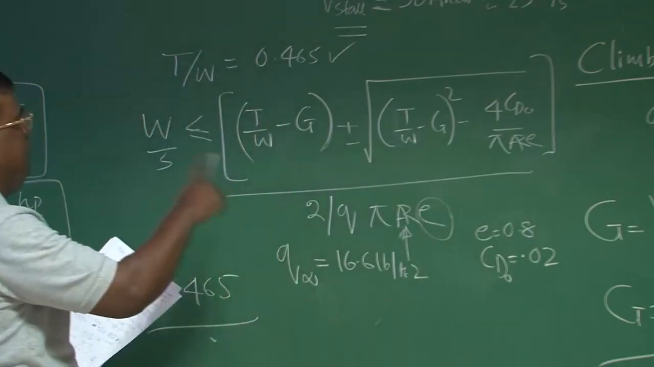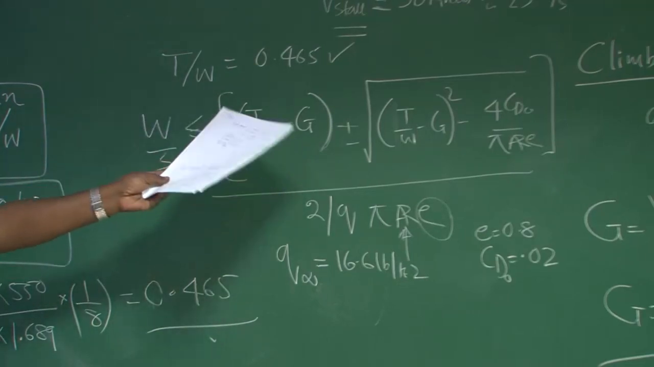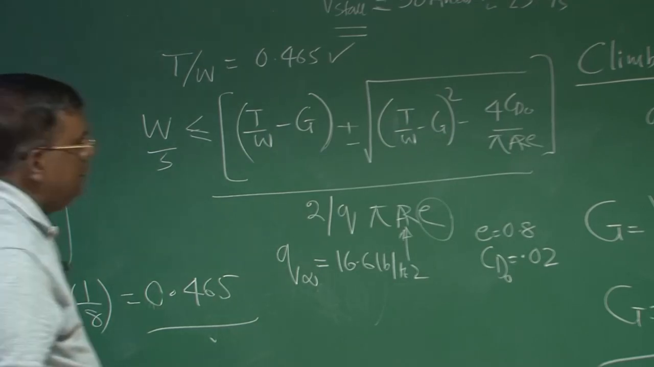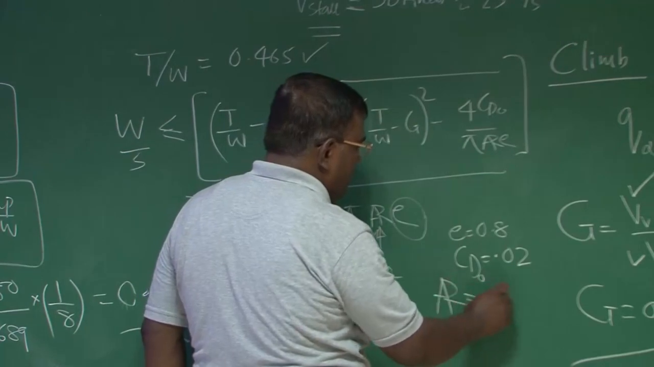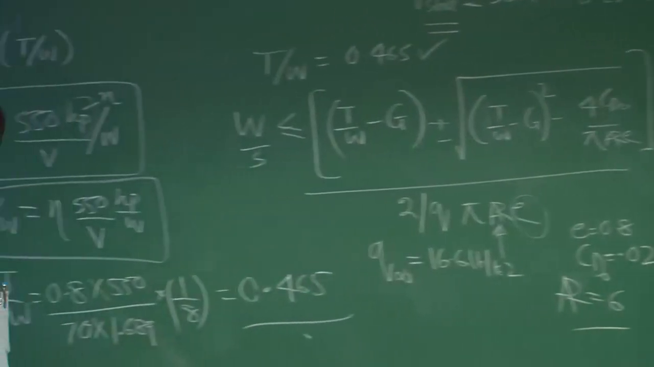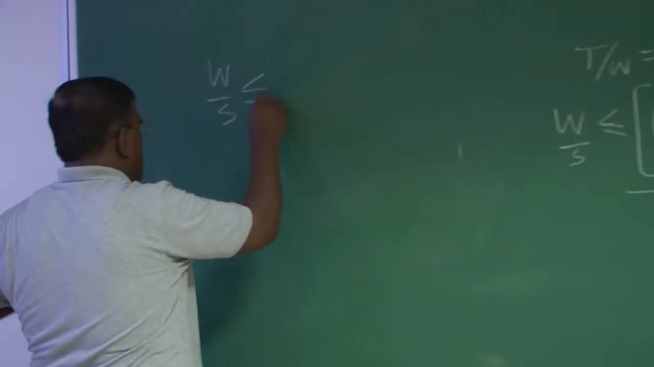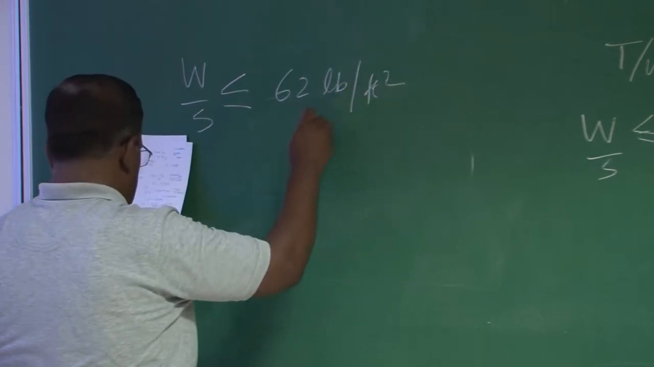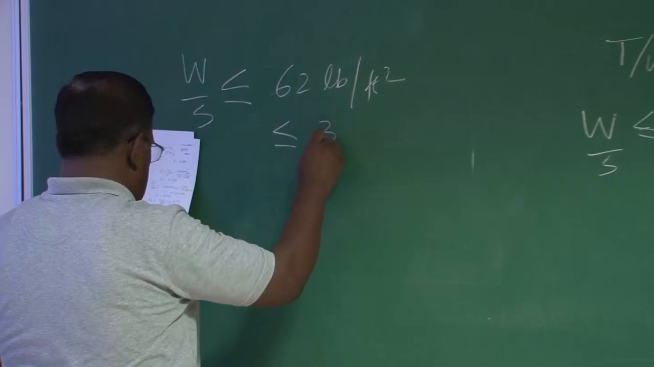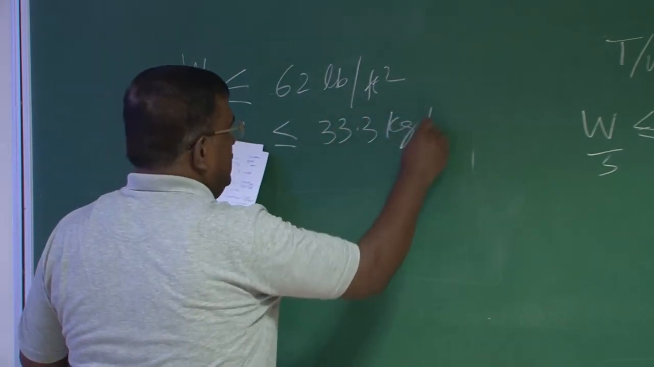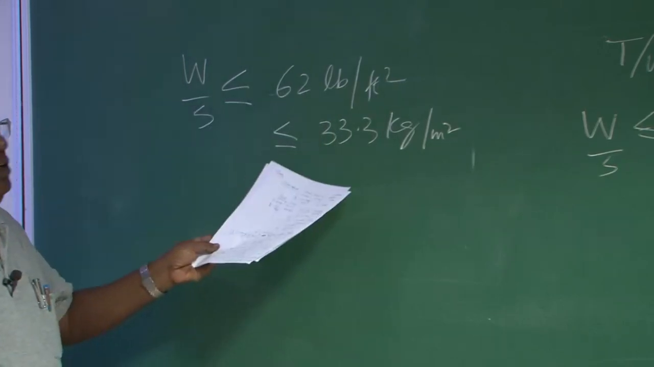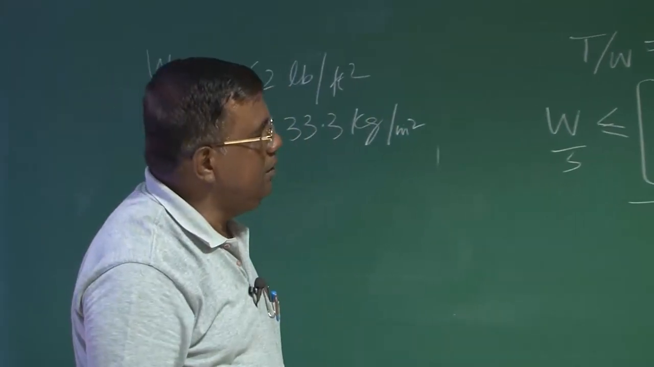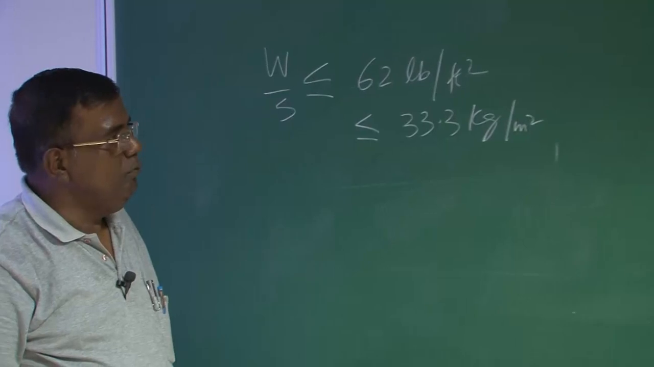If we substitute all these things here, because now all the numbers you know, T by W, you know G, you know CD naught, you know aspect ratio, then you get for this calculation, let's say we have taken aspect ratio equal to 6, and then you'll find W by S should be less than or equal to 62 pound per feet square, or less than or equal to 33.3 kg per meter square. Please do this calculation and conversion yourself. Don't rely too much on me on conversion. You should do it yourself, and if there are mistakes, you must tell me.